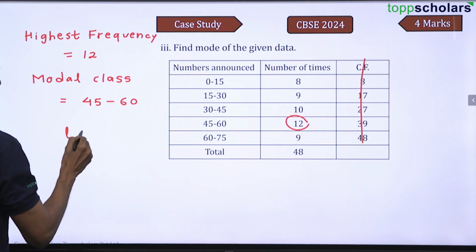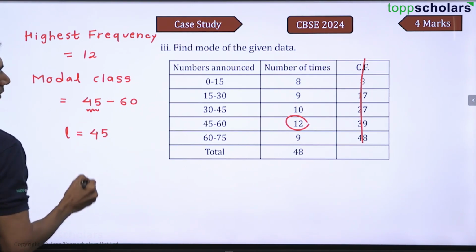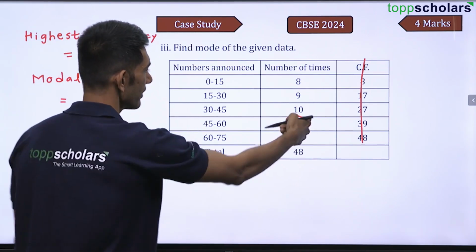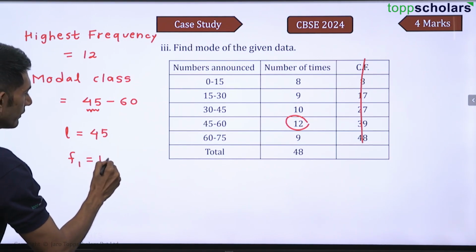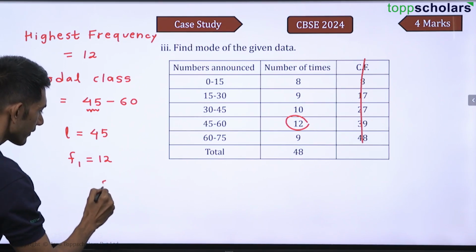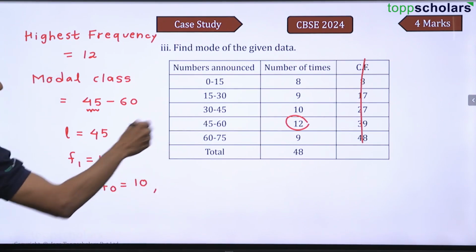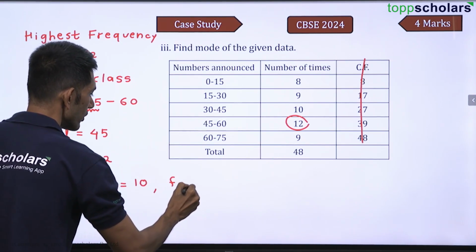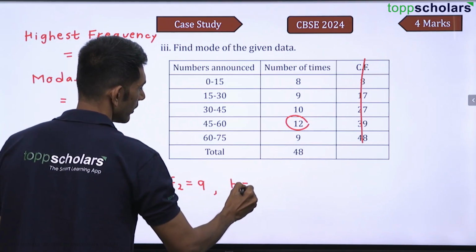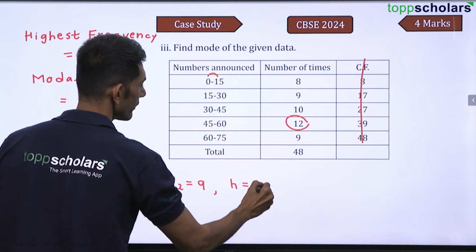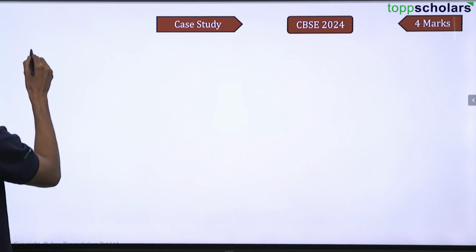So what will be L? Can I say L will be 45? And this is the frequency. So can I say my F1 is going to be 12. The previous frequency is going to be F0. F0 is 10. The next frequency is F2. So F2 is 9. And what is H? H is 15 because the difference is 15.